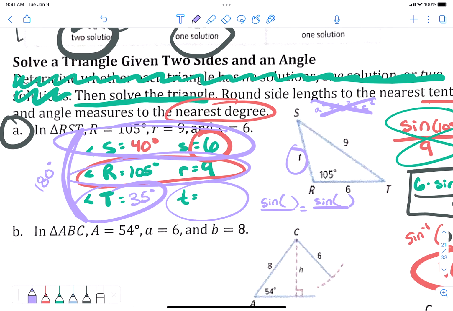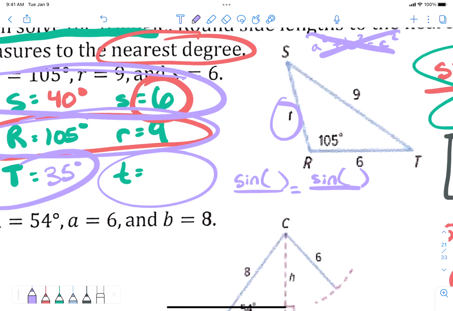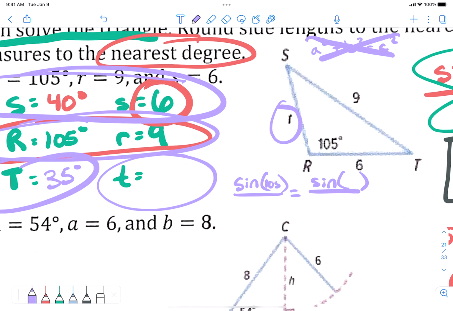40. It'd be nice if we could use 40 and 6, but it's rounded. 40 was the rounded number that we got. So even though 40 and 6 might be nicer numbers, we still need to use the 105 to be the most accurate. So we're going to use 105 and 9 just like we did before.